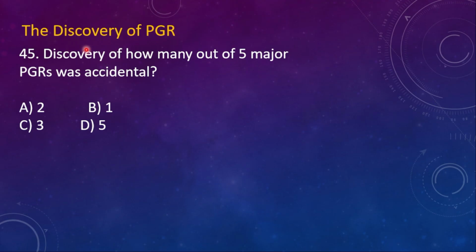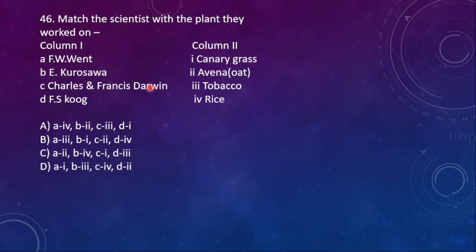Next, discovery of PGRs. 45th question. Discovery of how many out of 5 major PGRs was accidental? Means what? Among the PGRs, how many are accidentally discovered, not purposefully discovered? Almost all, 5 out of 5 are accidentally discovered only.